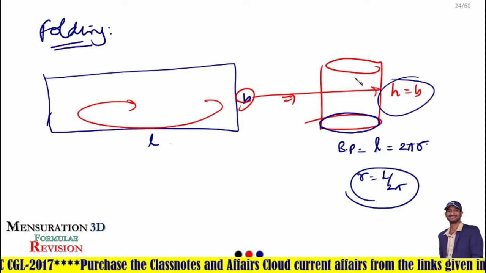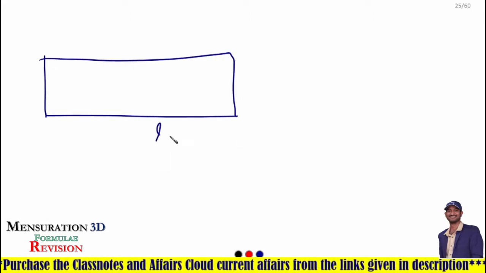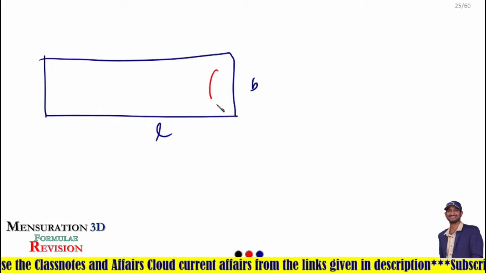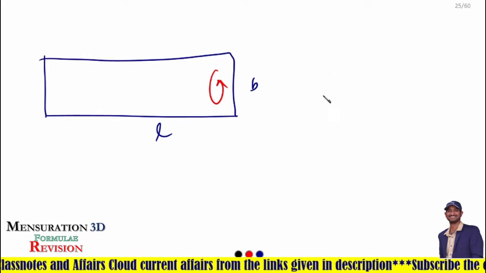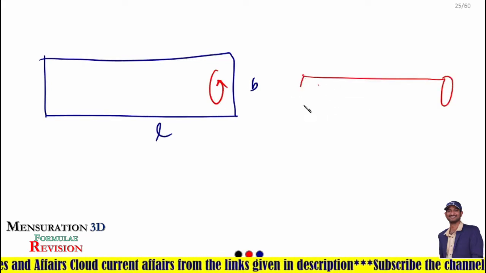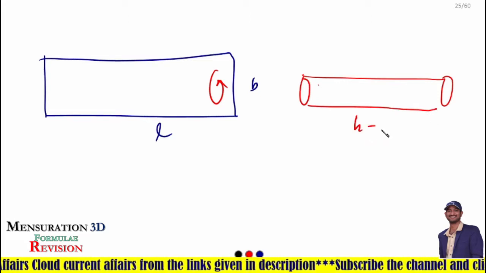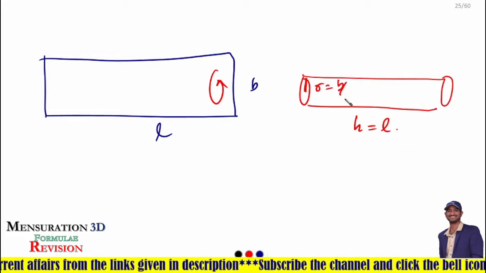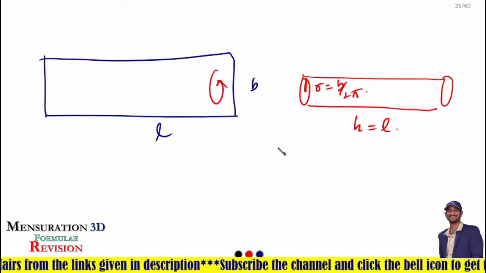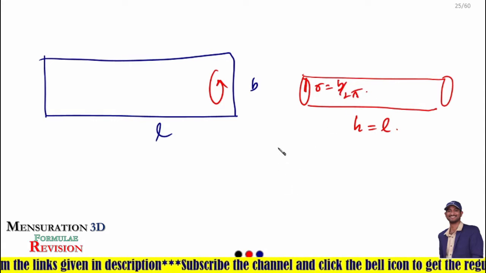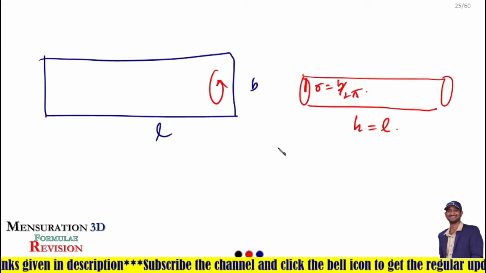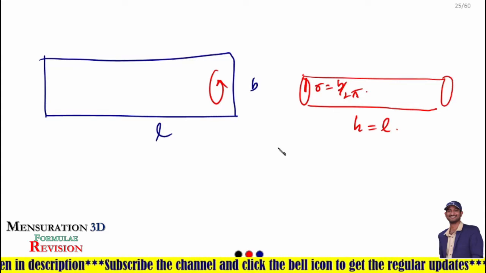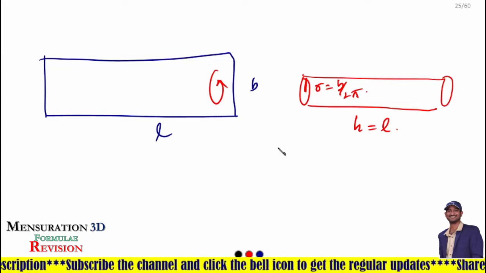Okay. Next, when you fold along the breadth, it is length and it is breadth, and you are folding along the breadth. Now you will get a cylinder like this, whose height is length, and what about the radius? It is equal to B by 2 pi. Along breadth, so B by 2 pi. So these two are very, very important in case of 2D to 3D transformation.